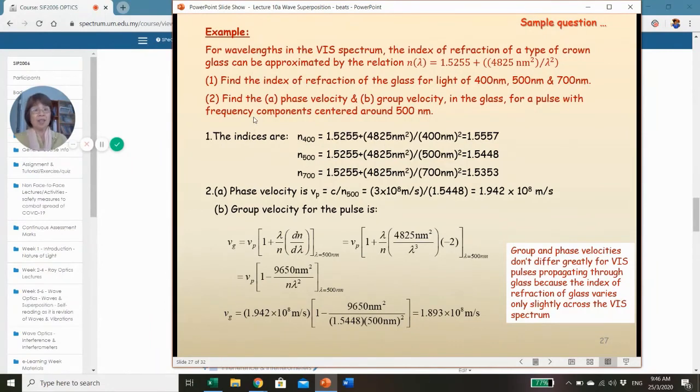Then next, find the phase velocity and group velocity for a pulse with frequency components centered around 500 nanometers. Well, we have that equation. Now here we have a variation of dn/dλ. You differentiate this and you will get -2 multiplied by this constant divided by λ to the power of 3. So using that expression that relates Vg to Vp with the dispersion dn/dλ factor inside there, let's try for 500 because that's what we were asked. This term here is substituted by this, put in the values. Then you find that Vg is about 1.893 times 10 to the power 8 meters per second. So this is definitely less than c.